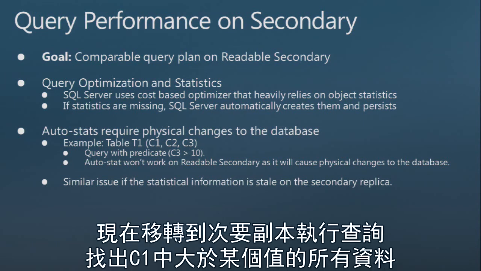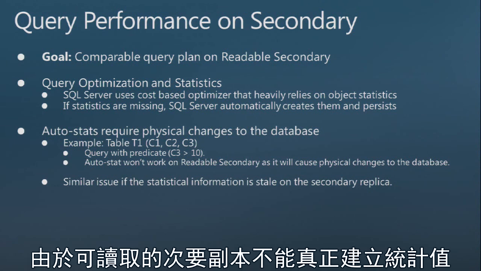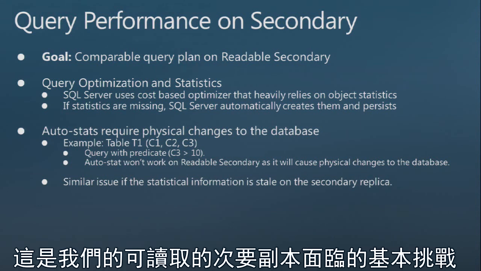Now I go to the secondary and I do the query, say give me all the rows where C1 is greater than something, okay? Or C3 greater than something. When I say that, since the readable secondary cannot really create the statistics, it will use the stale statistics, which is only one row, and as a result, it will generate the inferior plan. So this was the basic challenge that we had with a readable secondary.